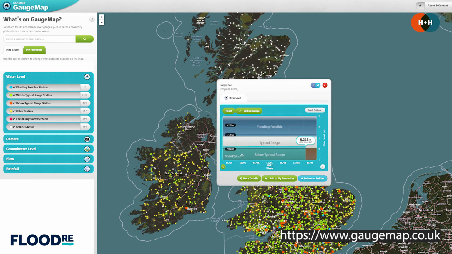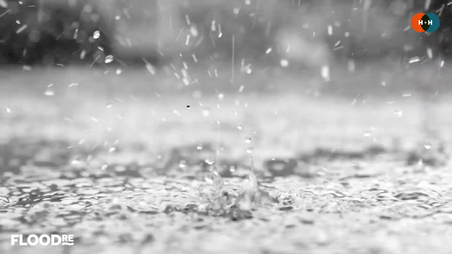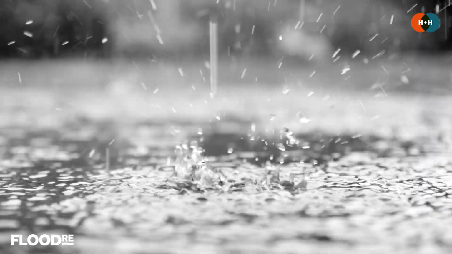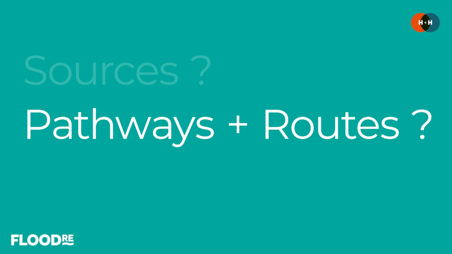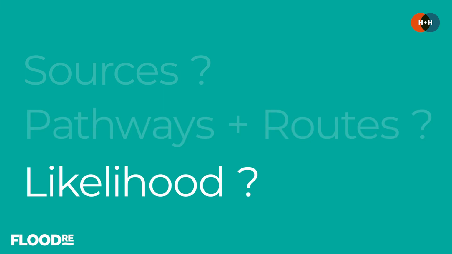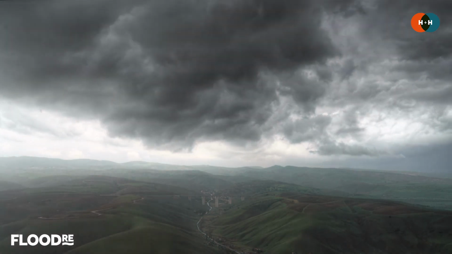And monitoring these and having that live feedback is crucial and can help inform both how and when you act and adapt. There can also be local flood groups that will be able to help direct you to information that's specific to your particular context. Fundamentally though, if you can find out what the sources of flooding are, identify the pathways and routes by which that floodwater could reach your property and the potential likelihood of a flood event, then you really will be very well informed on your flood risk context.